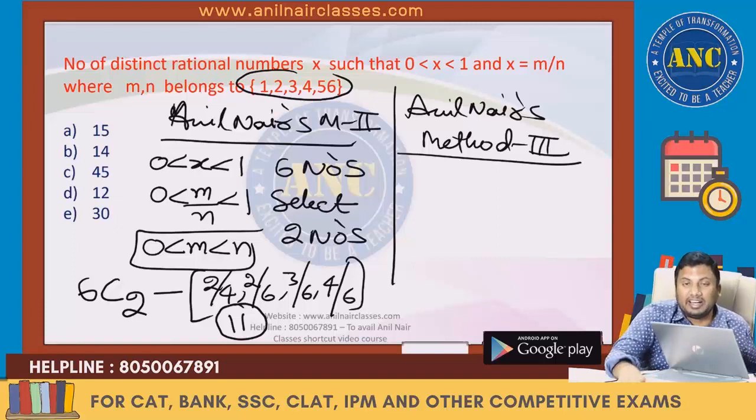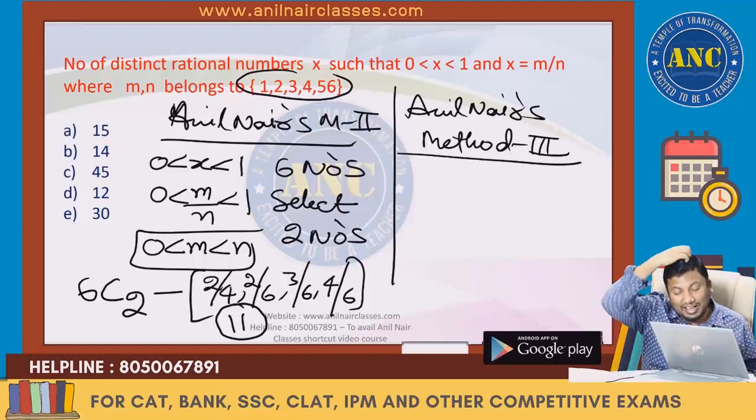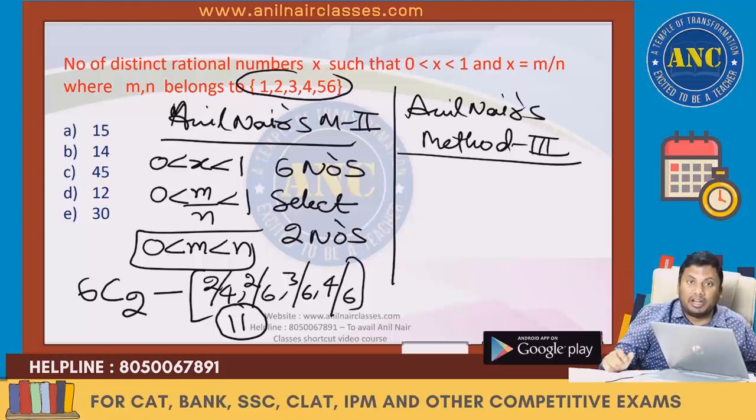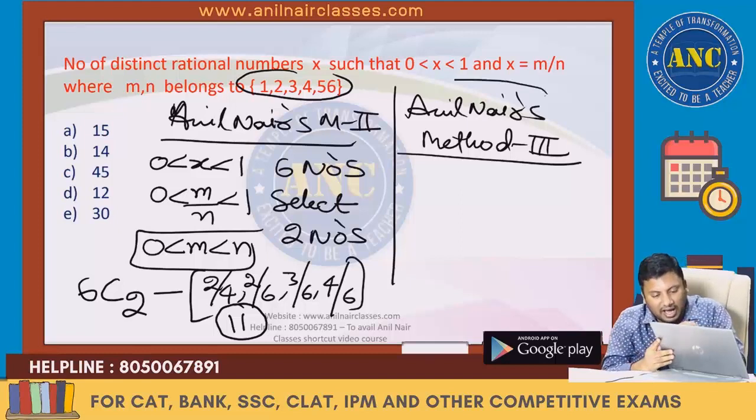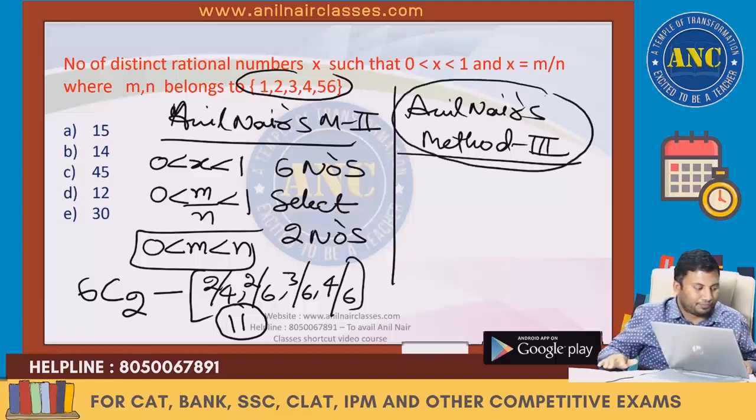Here you might get a doubt. Sir, finding out the cases 2 by 4, 2 by 6, 3 by 6, 4 by 6, if I miss out any case, the answer might go wrong. That is the reason I will propose method 3. Method 2, I hope it is clear.